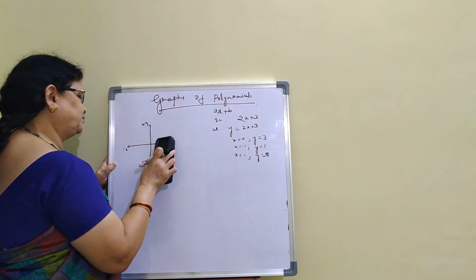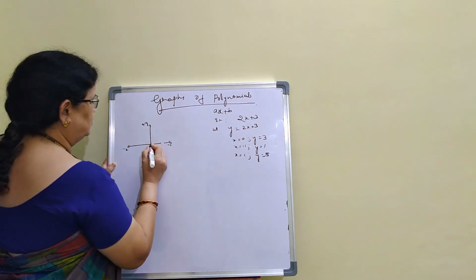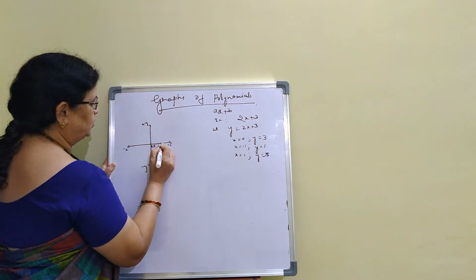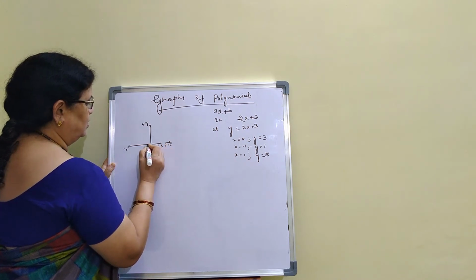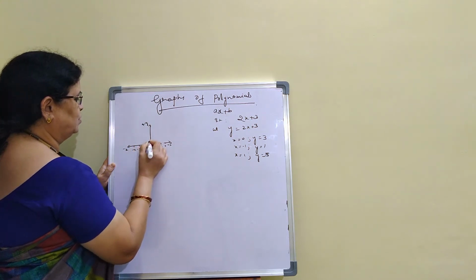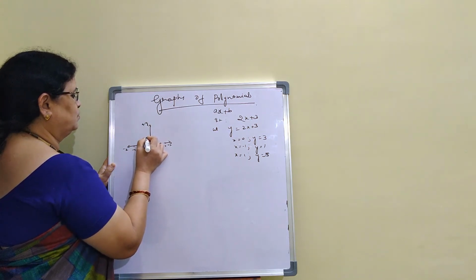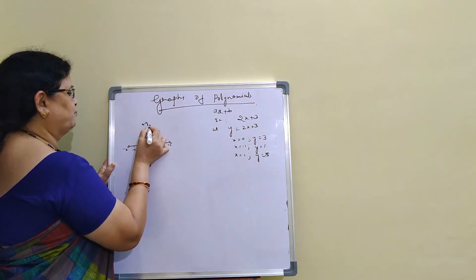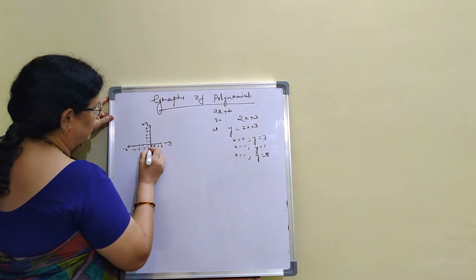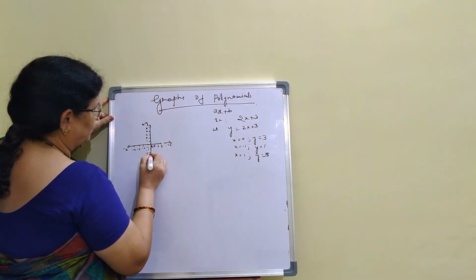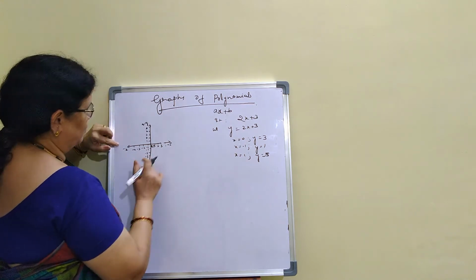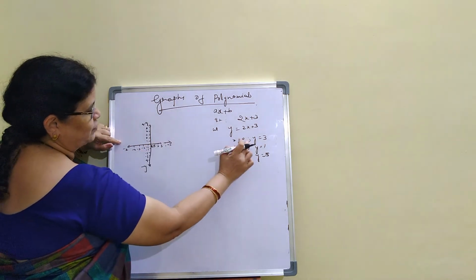Let us see. This is the origin, 0, 0, then 1, 2, 3, 4. Here minus 1, minus 2, minus 3 and minus 4. Here 1, 2, 3, 4, 5, these are the positive y-axis values, and minus 1, minus 2, minus 3, minus 4 are the negative y-axis values.